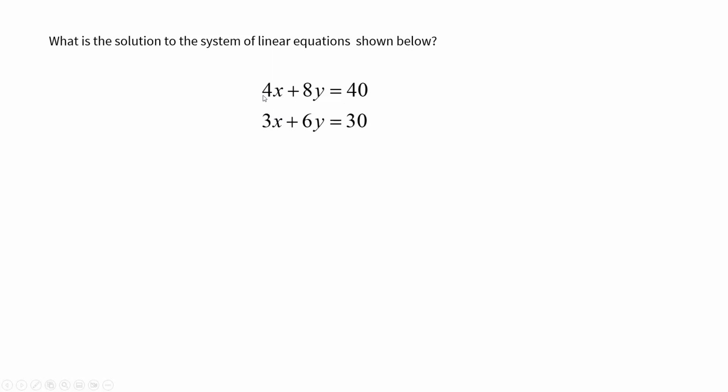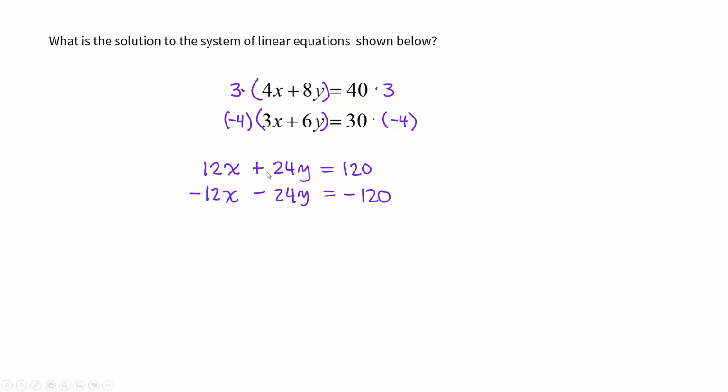So the top equation, both sides were multiplied by 3. The bottom equation, both sides were multiplied by negative 4. That's going to give me a positive 12x here and a negative 12x here, which would make the x's cancel. That's my goal. As I work out the rest of it, though, I get 12x plus 24y equaling 120. That's what the top equation becomes. The bottom equation becomes negative 12x minus 24y equals negative 120. And so when I add these two equations together, everything cancels on the left, everything cancels on the right. I'm left with 0 equals 0.